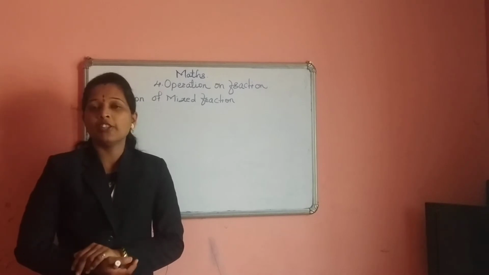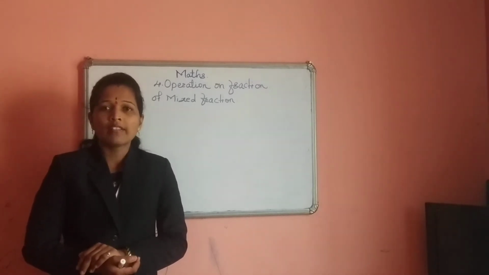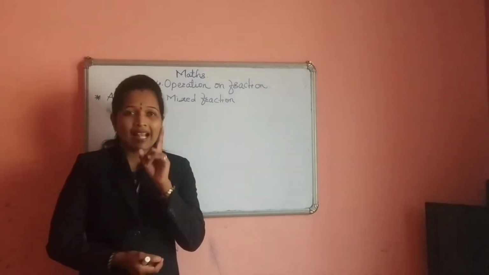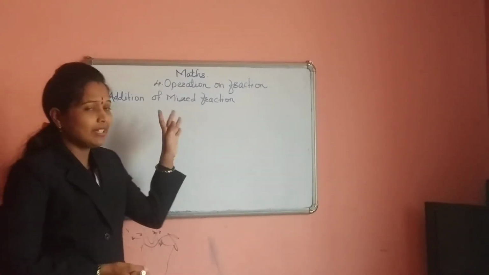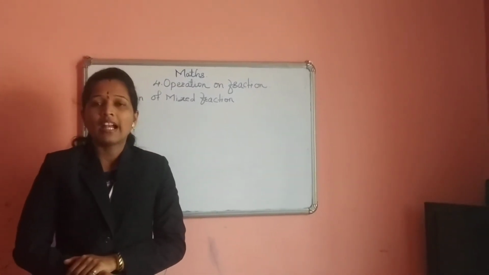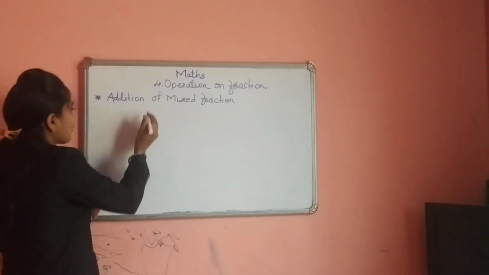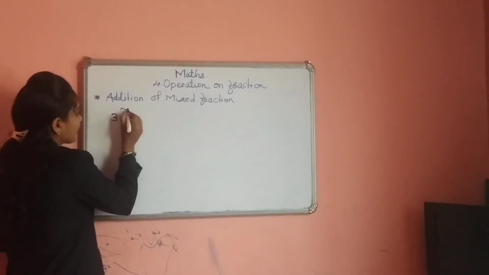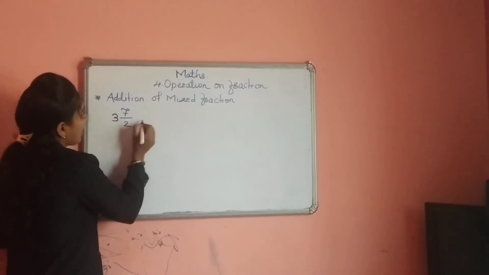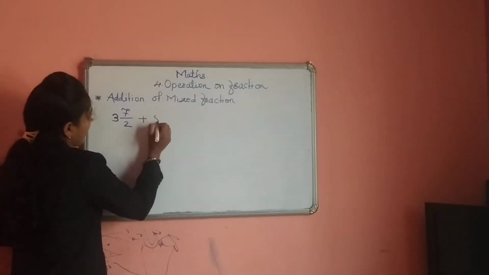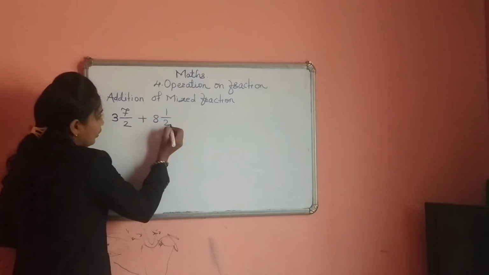If you observe in your practice set number 10, whatever things we have to do, okay, addition of mixed fraction. What is the meaning of mixed fraction we have seen, and we have to do the addition of mixed fraction. Okay, now pay attention properly. Suppose the example is given in front of you just like this. 3 7 upon 2 plus 8 1 upon 2.